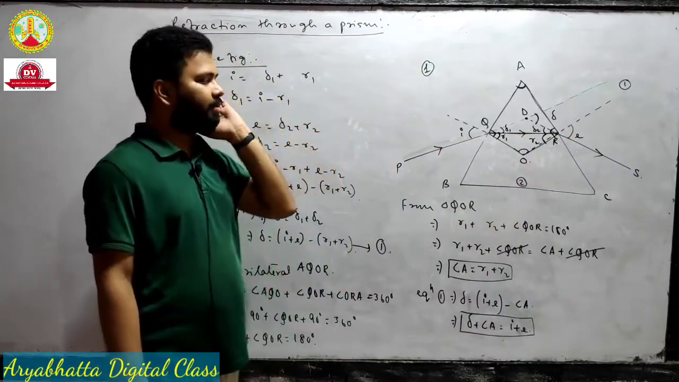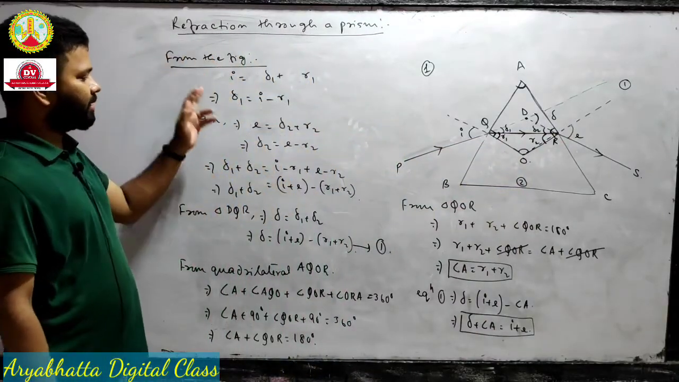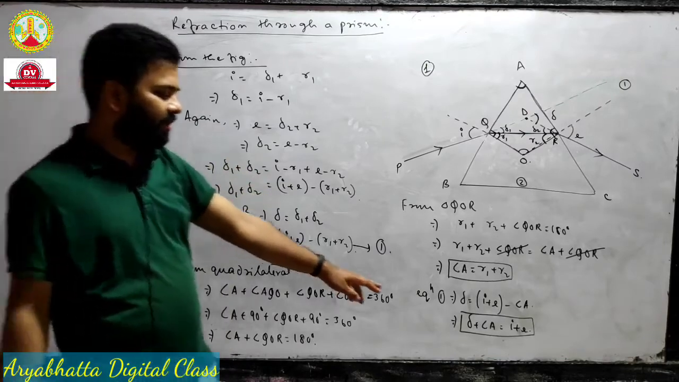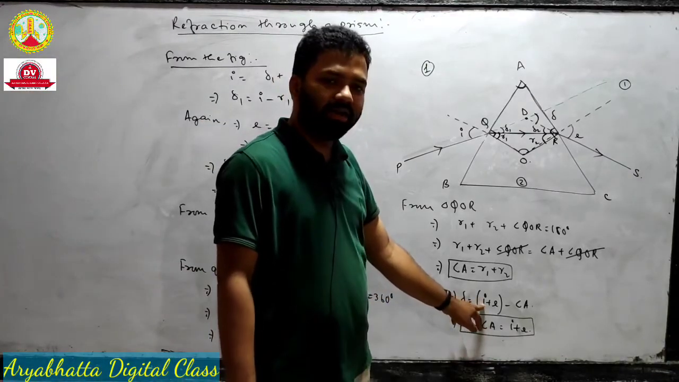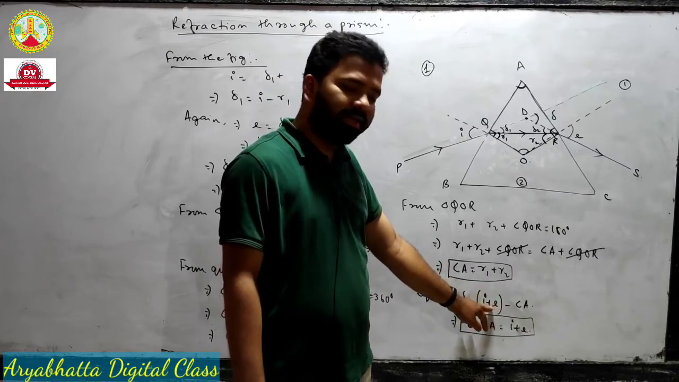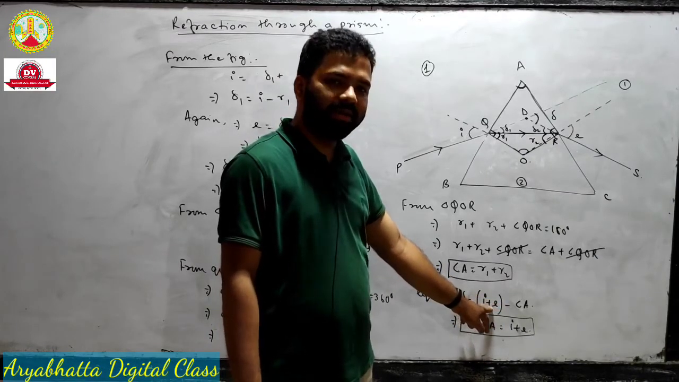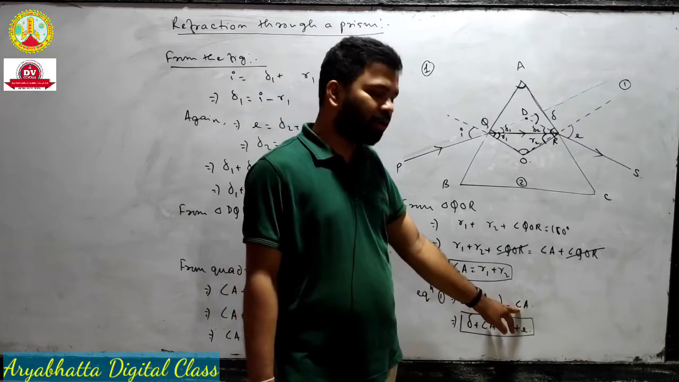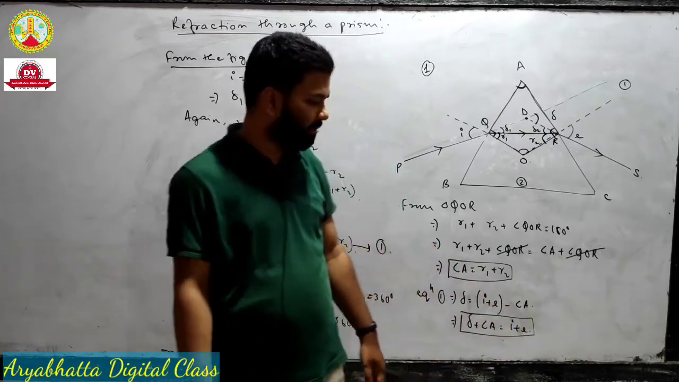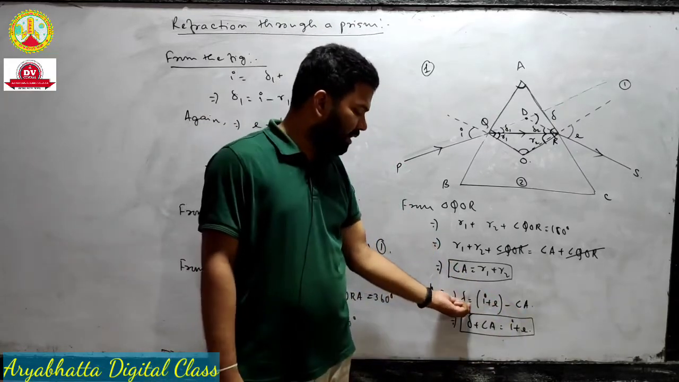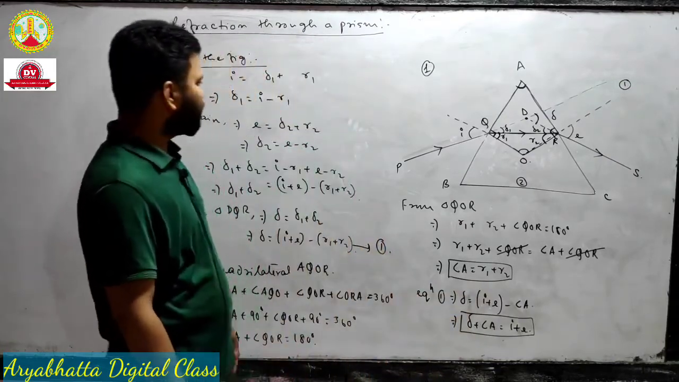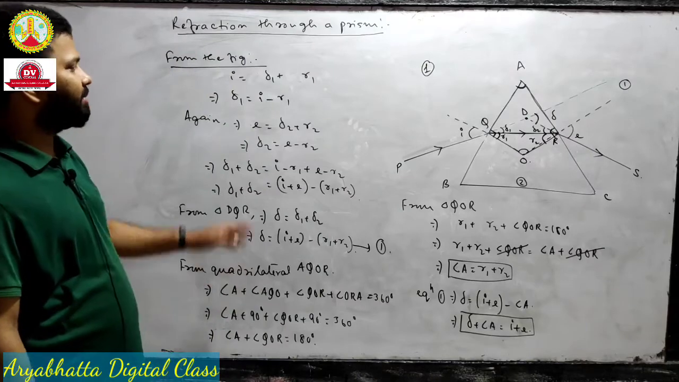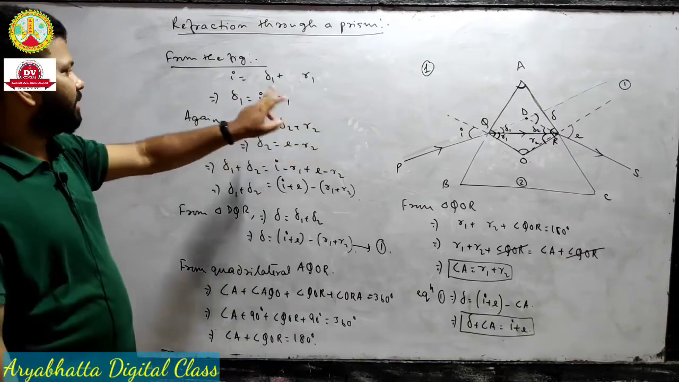Okay, so this is the way to calculate the angle of deviation. If you know the angle of incidence, if you know the angle of emergence, and if you also know the angle of prism, then you can easily calculate the value of delta. Okay, I am telling the procedure. That is the diagram.